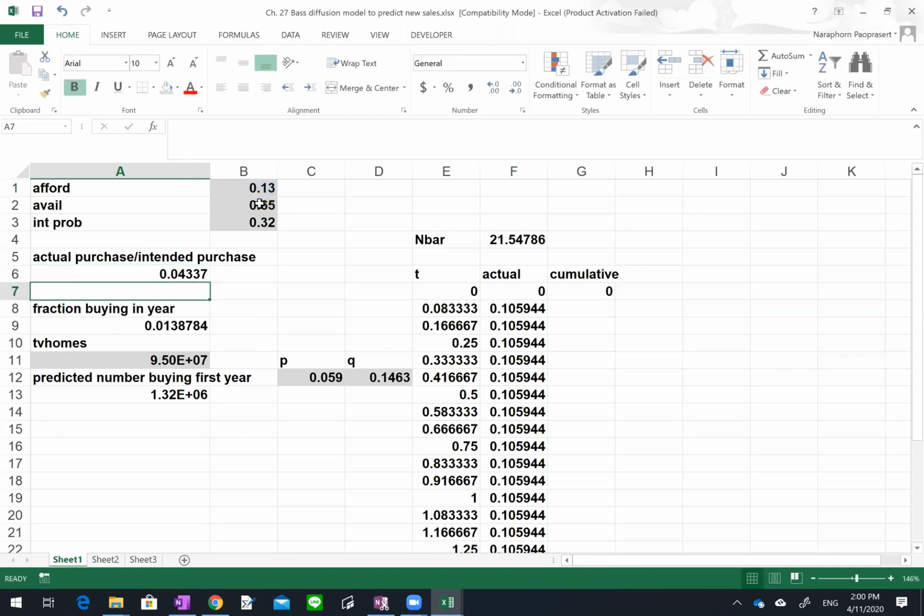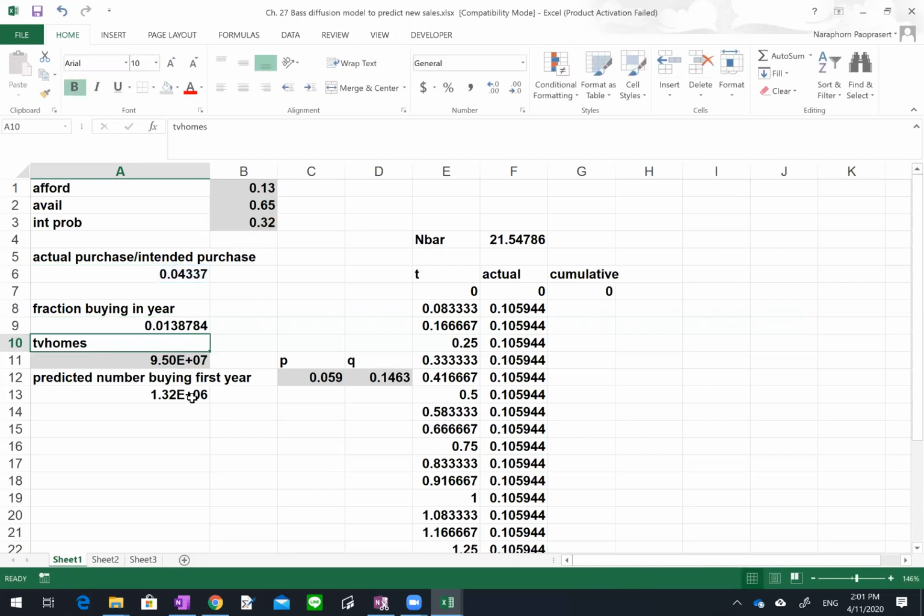So you have that. And you also want to know that 32% of the customers are intended to buy your product, and actually only 0.04337 will actually buy your product. So the fraction of those who will actually buy your product is the product of these two numbers. So you just multiply these two fractions together.